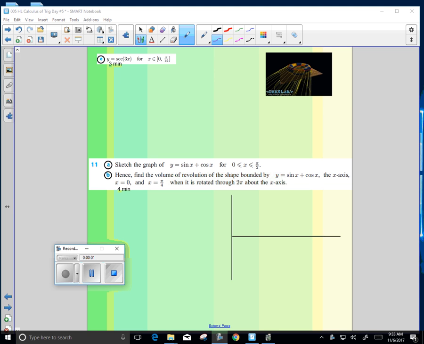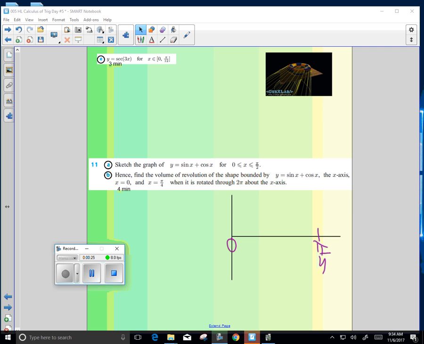So for this number 11, they want you to sketch sine x plus cosine x, and they're saying for x is between there. Hence, find the volume of revolution bounded by x equals 0 and x is pi over 4. So they're just going from 0 to pi over 4.